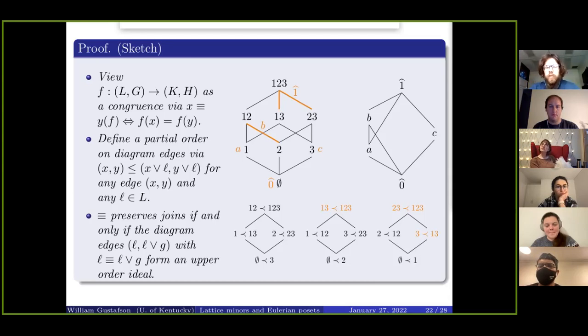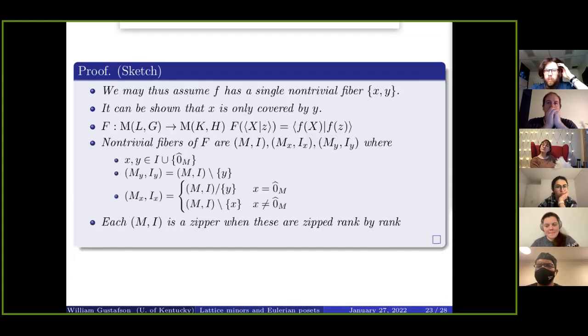Okay, so this is a process by which we factor the strong surjection into these smaller maps where I identify just two elements. And with that, we can just consider the case where our map F identifies X and Y. Since it's join preserving, it's not hard to show that X is only covered by Y.